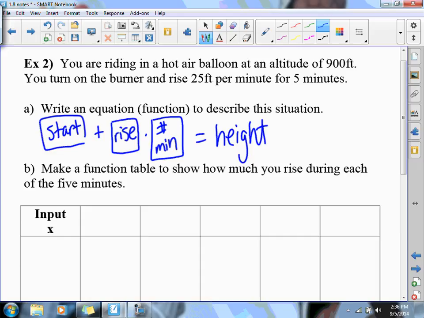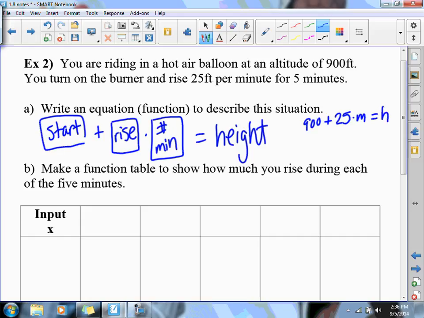Okay, so I'm going to rewrite this equation just a little bit. I'm going to plug in the information that we know. I know my starting height is 900, and I know I rise 25 feet, but I don't know the number of minutes, so we can just call that m, the number of minutes, and that will equal my height.